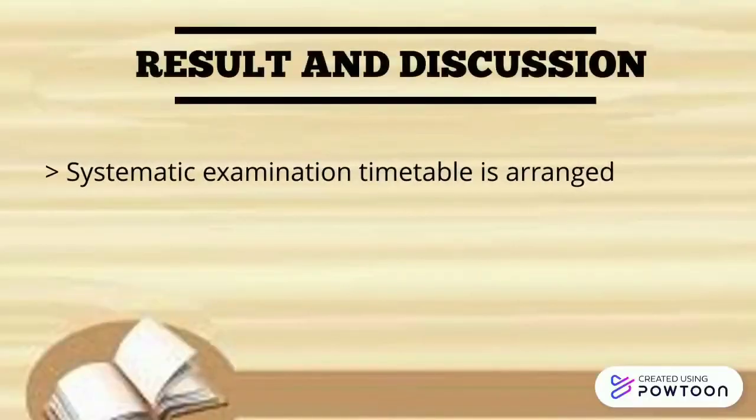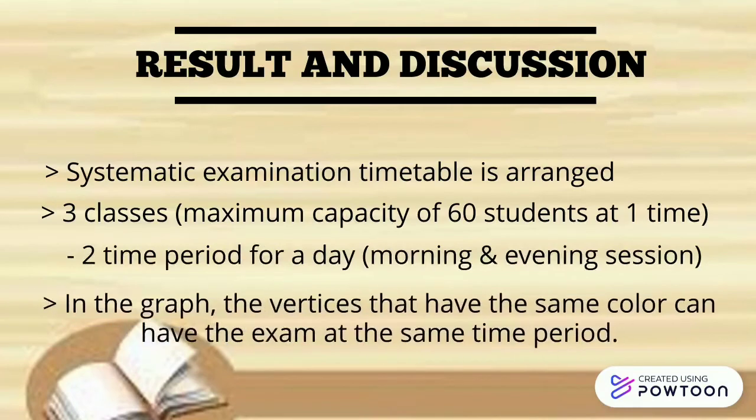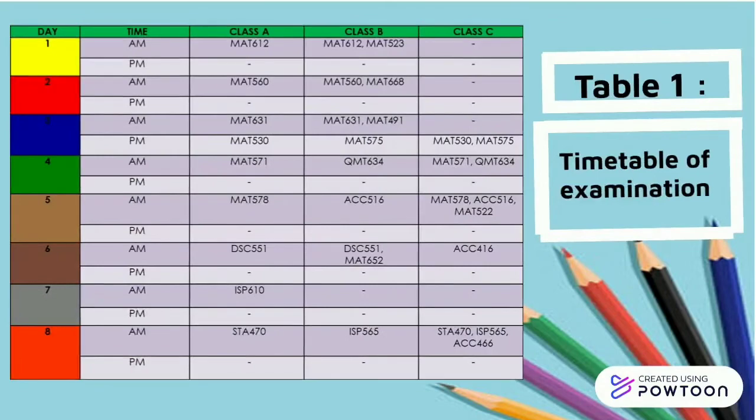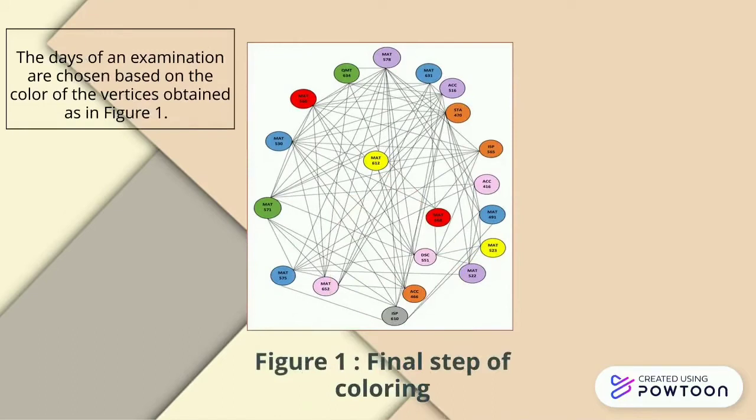Result and discussion. The systematic examination timetable is arranged with 3 classes, a maximum capacity of 60 students at one time, and 2 time periods for a day, morning and evening session. In the graph, the vertices that have the same color can have the exam at the same time period. Table 1 shows the timetable of the examination. The days of the examination are chosen based on the color of the vertices obtained as in Figure 1.